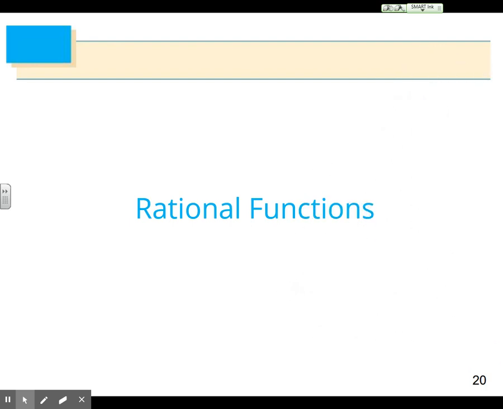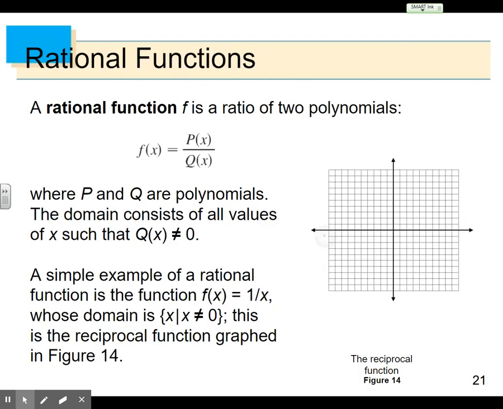Now, the reciprocal function is one of the most basic rational functions that we could have. A rational function is simply a ratio of two polynomials, p of x over q of x. We want to make sure the q of x is not the zero polynomial, so that's usually not a big deal. But the simple equation of a rational function, 1 over x, is just a reciprocal function. Like I said, we just did the basic reciprocal function. It looks something like this.